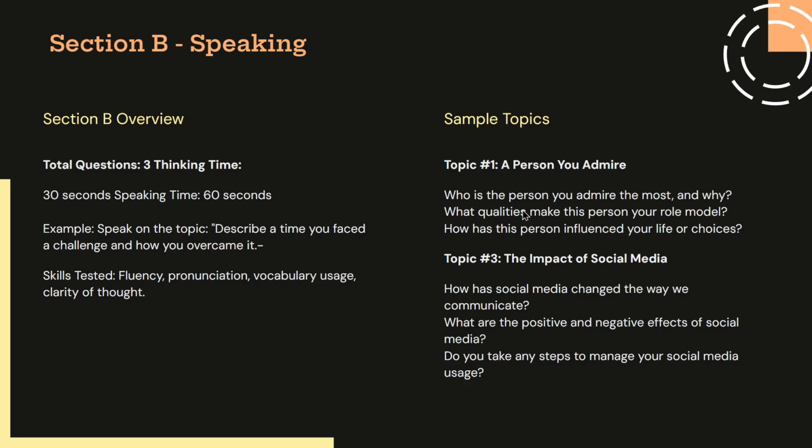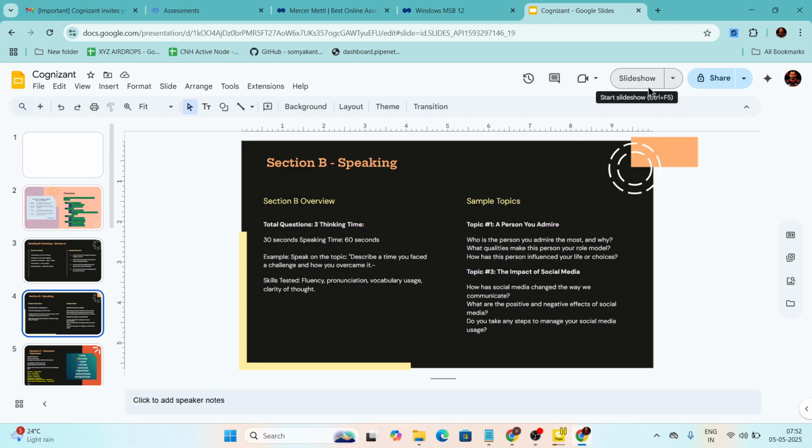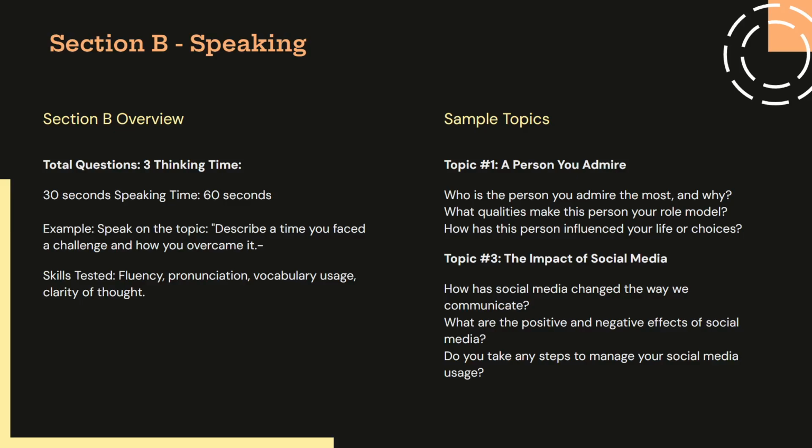Your speech should include answers to the sub-questions above, like who is the person you admire the most and why, what qualities make this person your role model, and how has this person influenced your life or choices. That is about the speaking section. We go to the next section.